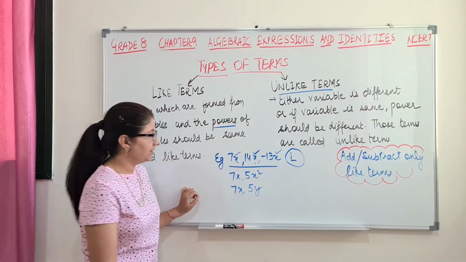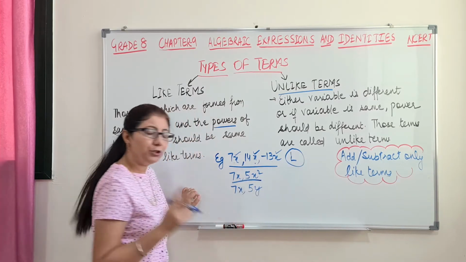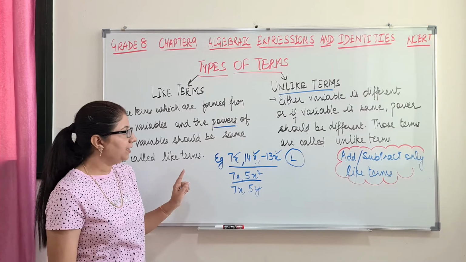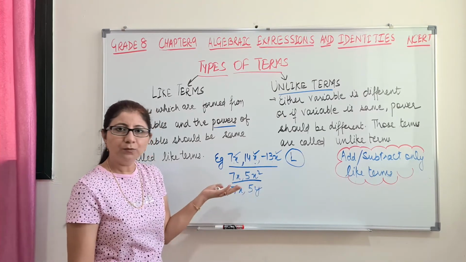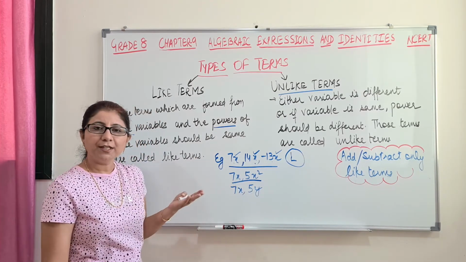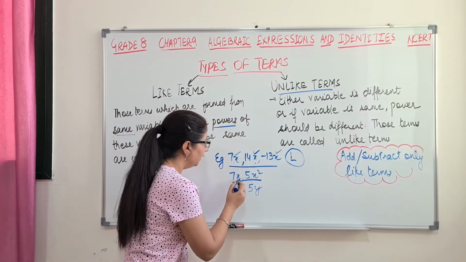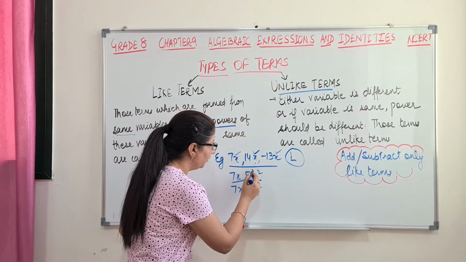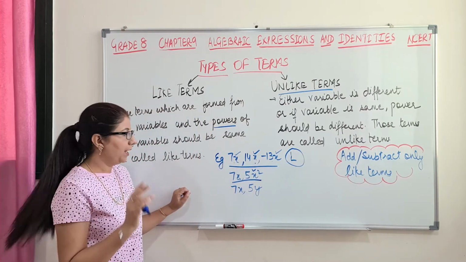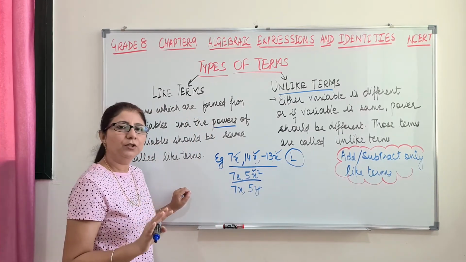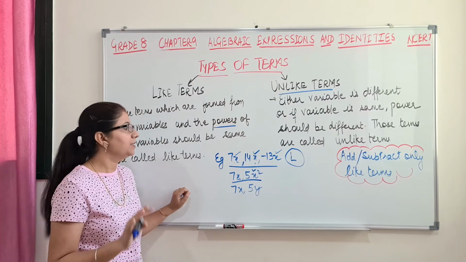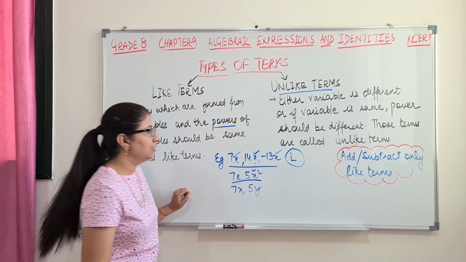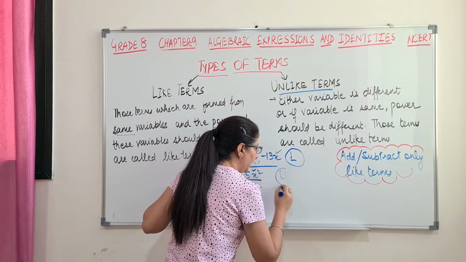Let's see our second example. Here we have two separate terms, 7x and 5x squared. The first thing is the variable is x in both terms. Second, we have to check their power. See here the power of x is 1, but in this the power of x is 2. So powers are different. Even though the variable is the same in both the terms, their powers or degrees are different. So these terms are unlike terms.